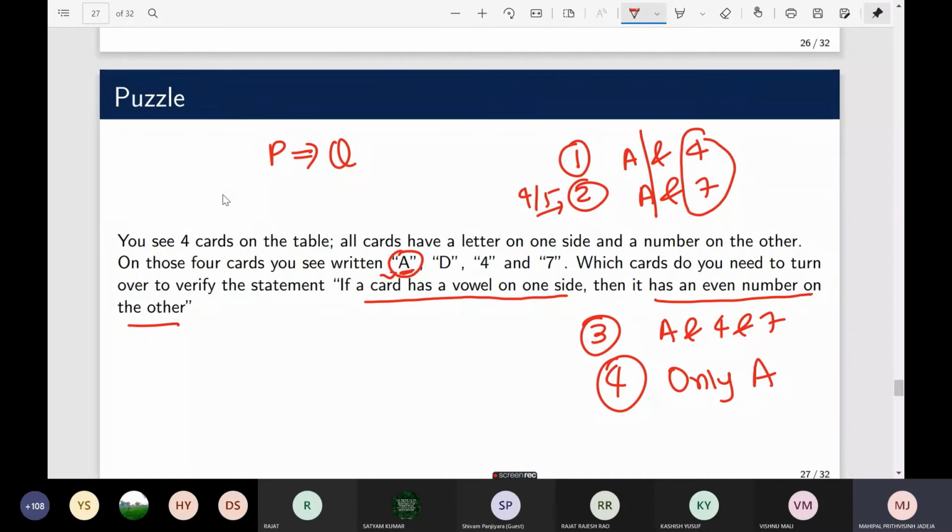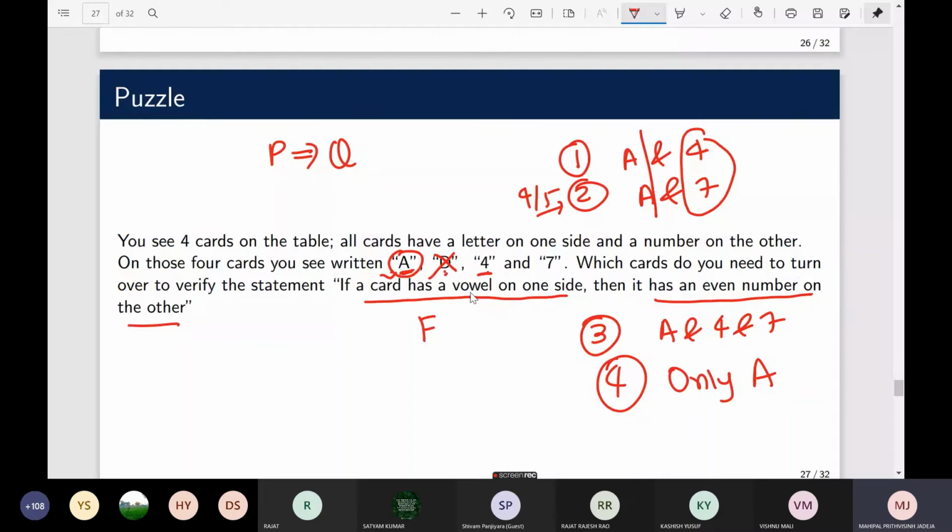What she is saying here is about D. So D is not a vowel, we know, right? So therefore my hypothesis is false. If my hypothesis is false, then I don't care about my conclusion, right? So that means this overall implication is true irrespective of what is written on the other side of the D. We are not going to flip card D.